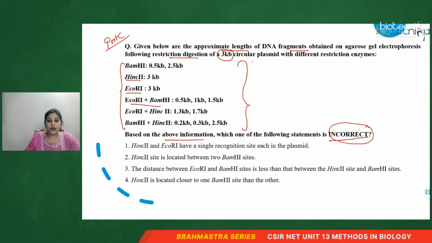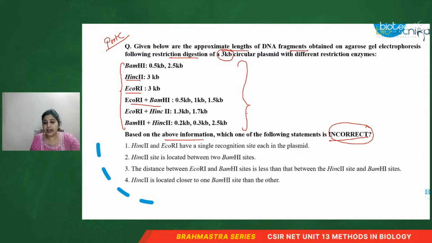Okay, so let me tell you the strategy of solving this question. The very first thing is you have to read the question carefully and understand it. Based on the information given in the question, several restriction enzymes are mentioned and the fragments generated on restriction digestion with these enzymes are different. So you have to go through the details carefully and then try to redraw the diagram of the plasmid, the 3 kb circular plasmid.